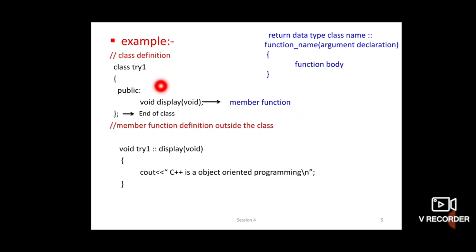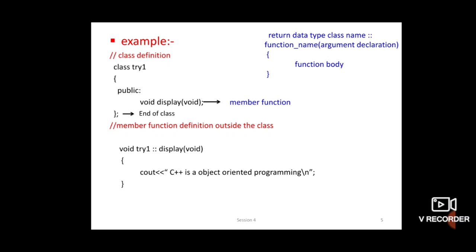So display function under this try1 class means this label tells the compiler the class to which the function belongs, and restricts the scope of that function to the object of the class name specified in the header line. See here, this display function is declared under this try1. This is the meaning of try1 and the scope resolution operator: display function under this try1 class. Understood, student?